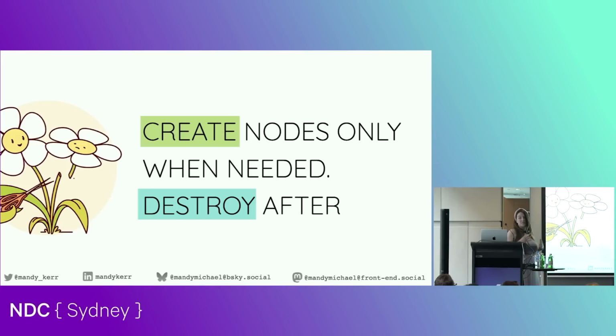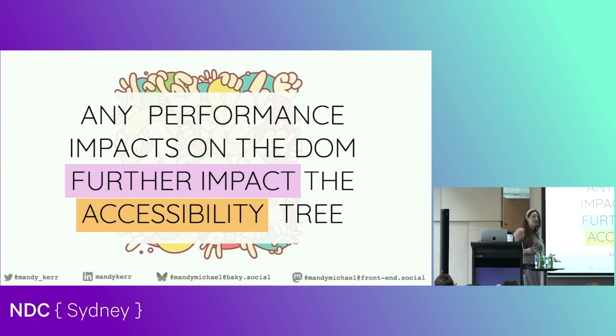So what you want to do is make sure that you're only creating nodes when you need them and destroy them when you don't need them. Don't fill your page up with things that aren't necessary. It's just going to contribute to poor performance. And because the accessibility tree is based off the DOM tree, any impacts to the DOM tree for your performance are going to further impact the accessibility tree.